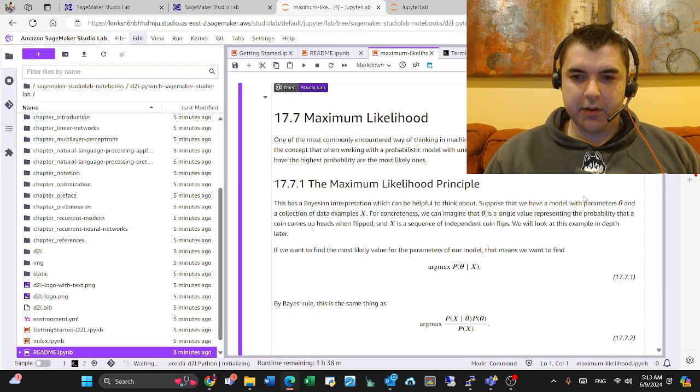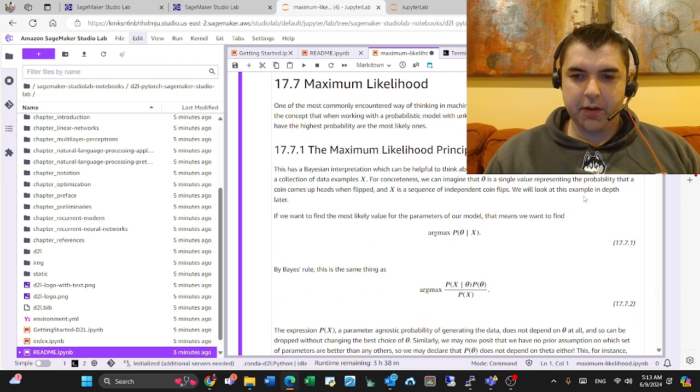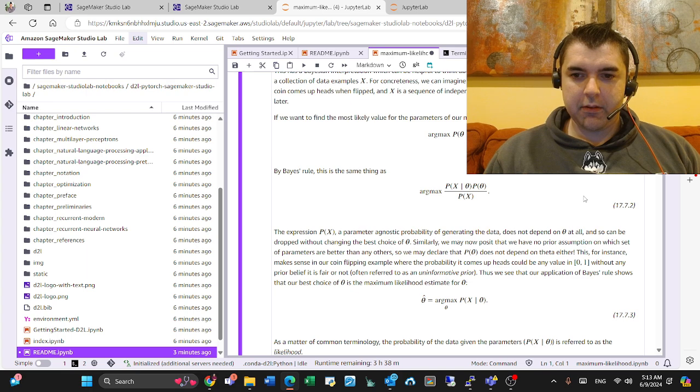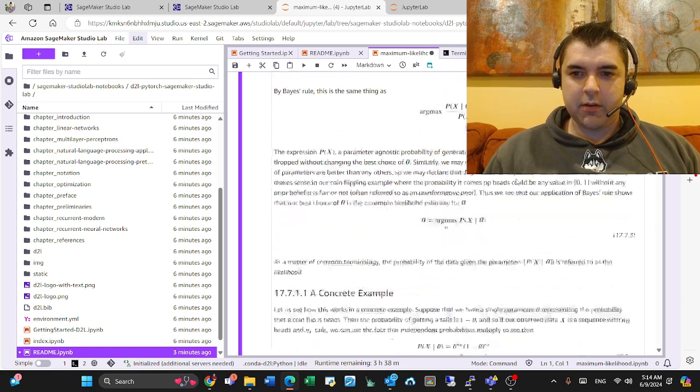So there's maximum likelihood, probability of parameters given the data, the argmax of probability of x given theta. This is just Bayes' rule: probability of theta over probability of x.